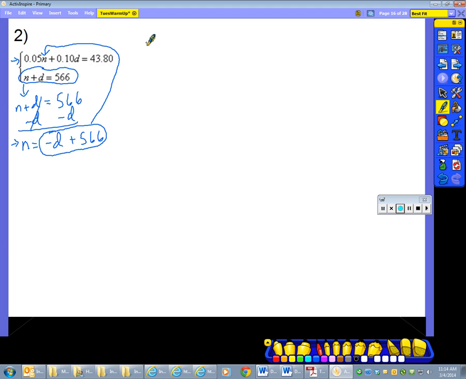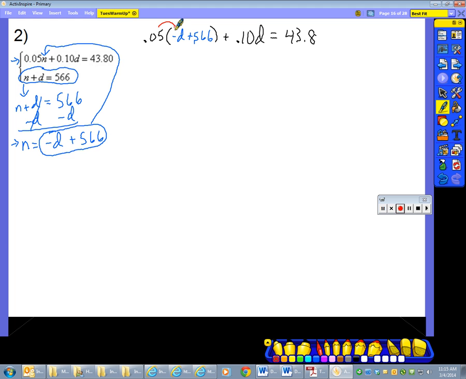And I'm going to do it in a different color. So we've got 0.05, parentheses, and then inside parentheses I'm going to put what N equals. We've got negative D plus 566. I'm going to close the parentheses, plus 0.10 D equals $43.80, or 43.8. And so now whenever I'm solving this, I'm going to use first the distributive property.